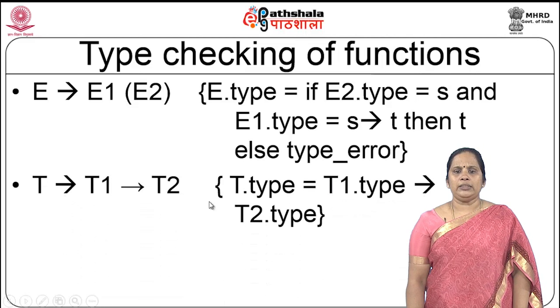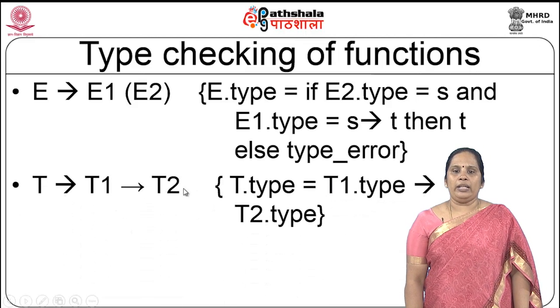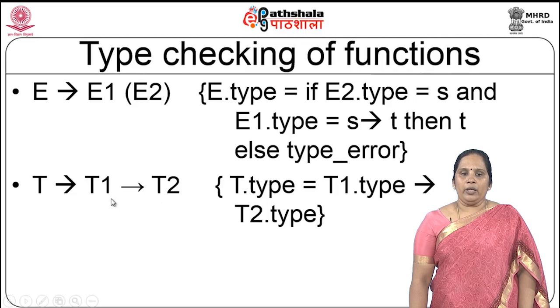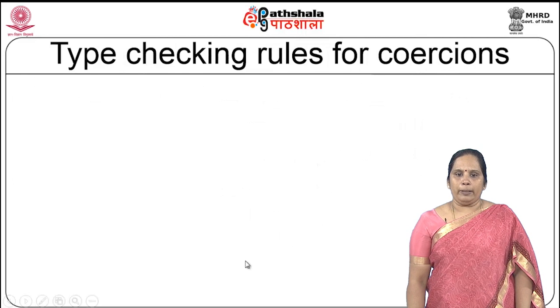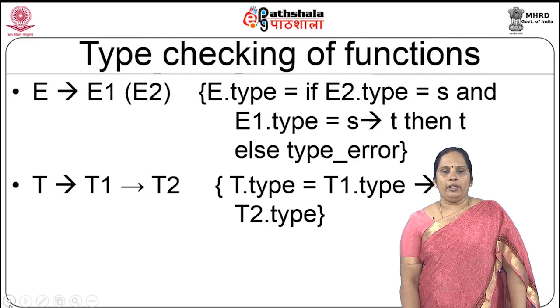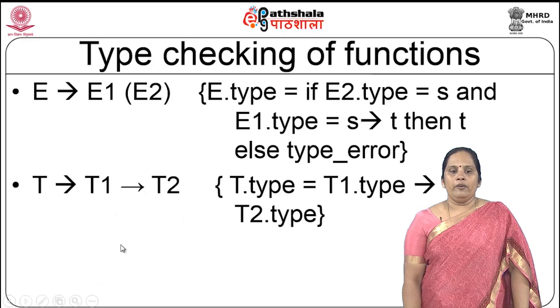The last one is T produces T1 arrow T2. T1 again is a function mapping T1 to T2, so T.type is equal to T1.type arrow T2.type. That is what we basically refer to here. So this is on functions.